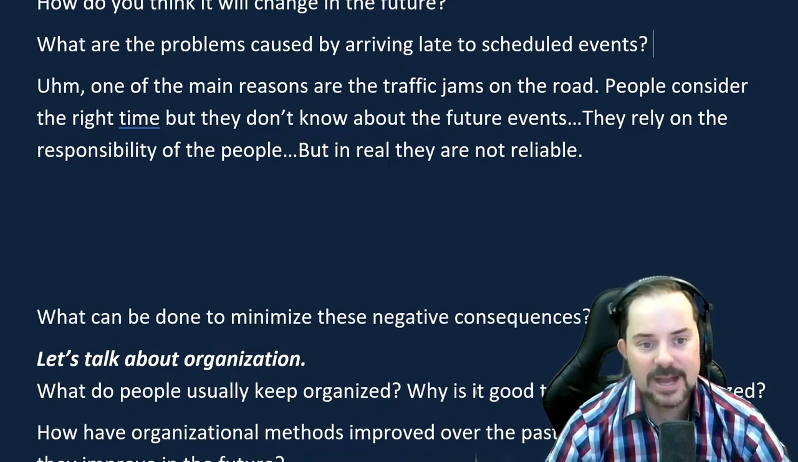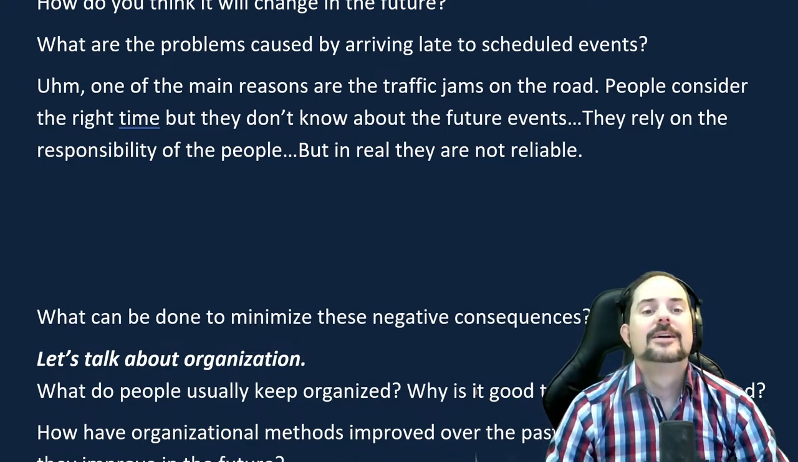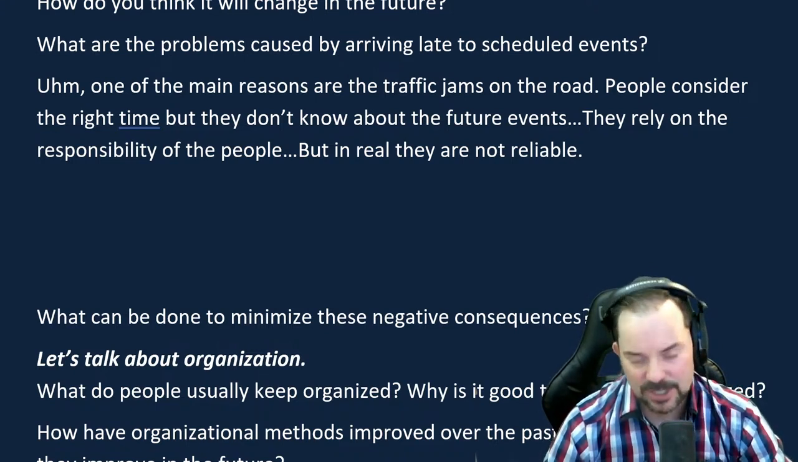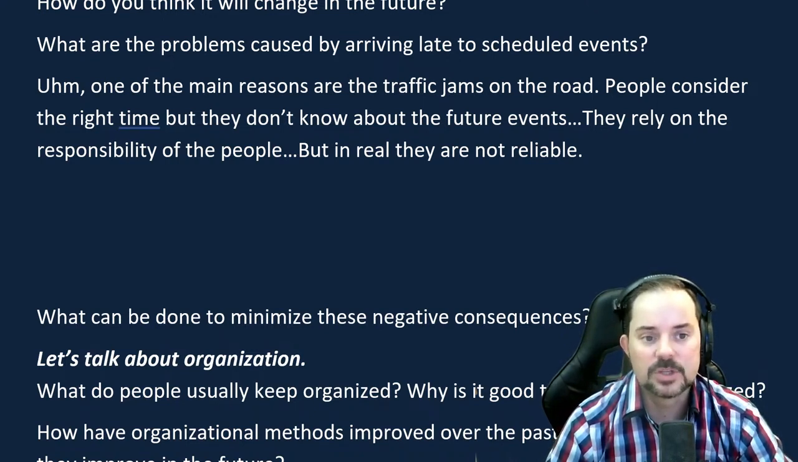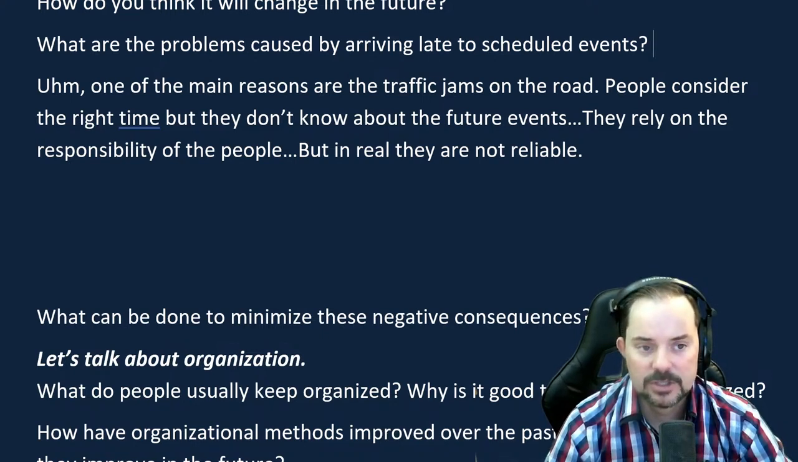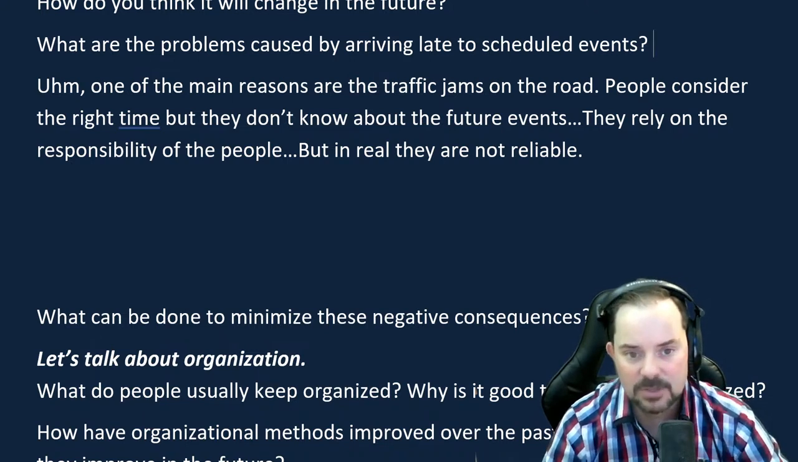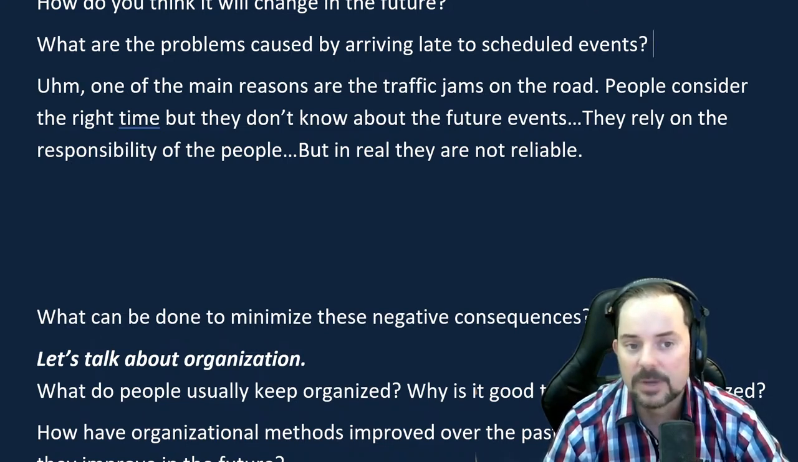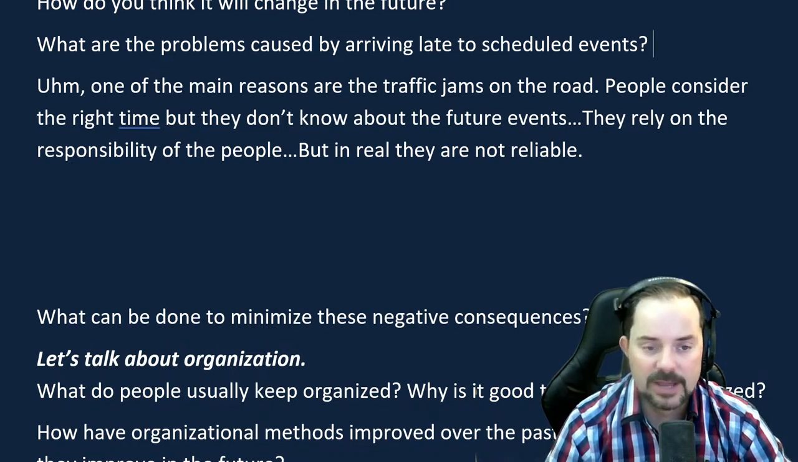You said it's traffic jams, right? That's from my experience. But that's not the question. The question is asking you, what are the problems caused by arriving late? So not what's causing you to arrive late. So you thought I was asking you what's causing you to arrive late, and the traffic jam is causing you to arrive late. But that's not what I was asking you. I was asking you, what is the result of arriving late? Like, what's the problem that's created by arriving late, right?